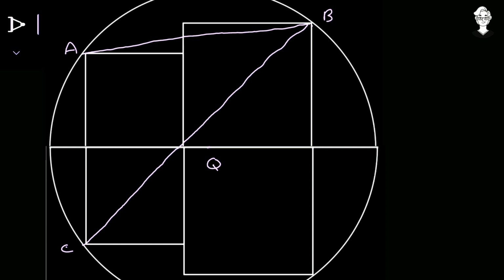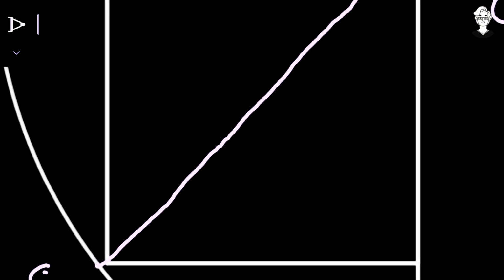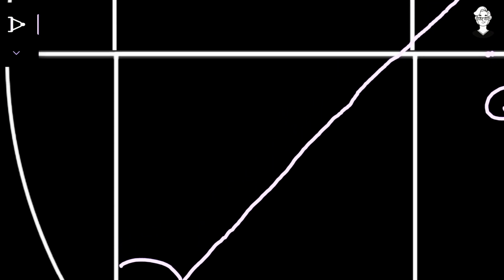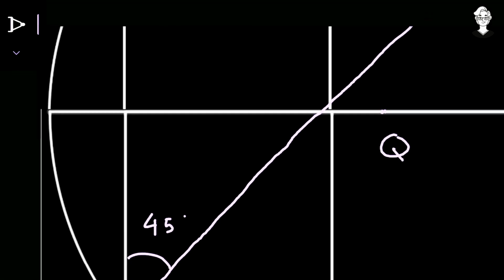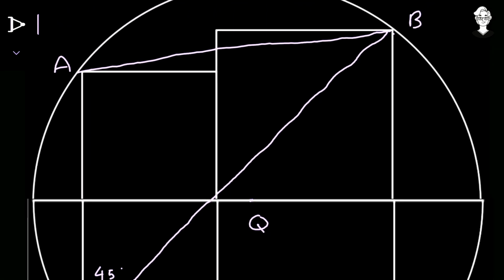So the diagonal of a square just bisects the 90 degree angle into 45 and 45. So this angle over there is 45 degrees and that angle over there is also 45 degrees. Okay.